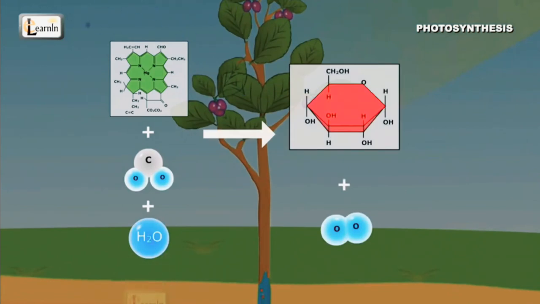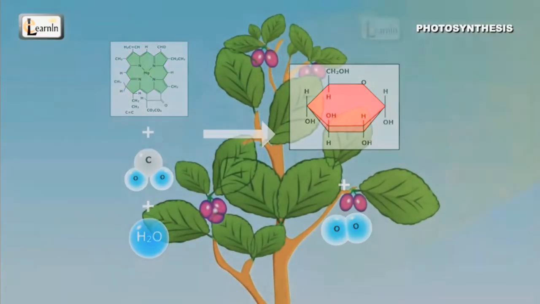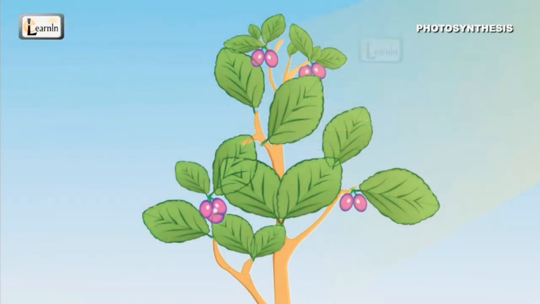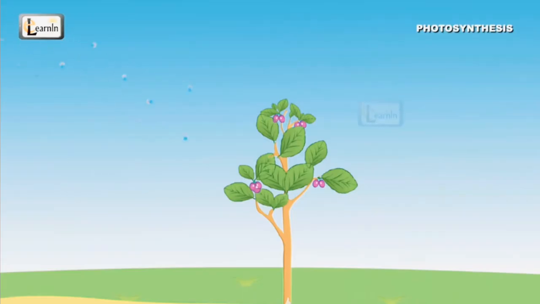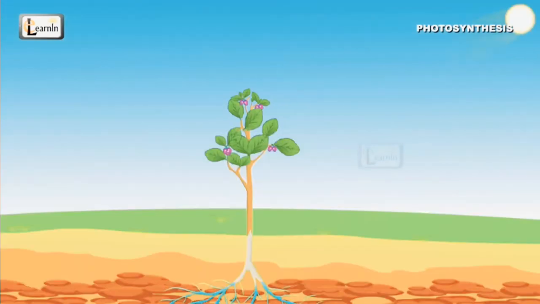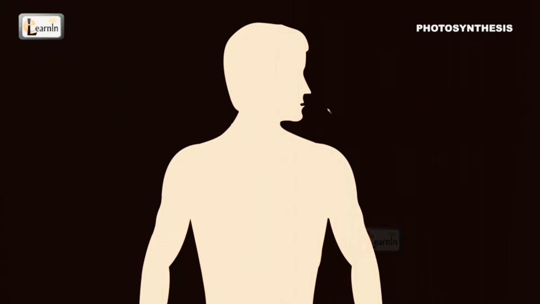Some of the glucose is used immediately, and the extra glucose, which is not used, is stored in the form of starch in the leaves. Some amount of this extra glucose is also stored in the roots of the plants. This extra glucose is used to perform photosynthesis when there is no sunlight. Oxygen is given out into the air through the stomata in the process of photosynthesis. The oxygen that is released is used by human beings to breathe during their respiration process.